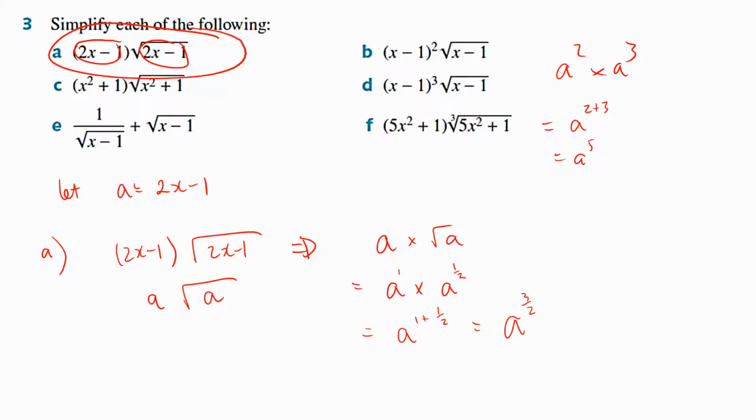But we know what a is because I just made it up before, to make it easier. I said let a equal 2x minus 1. So if you replace a with 2x minus 1, then the answer has to be 2x minus 1 to the power of 3 on 2. That's how easy it is. And that's why I'm saying the reason it was hard is because you have the 2x minus 1s.